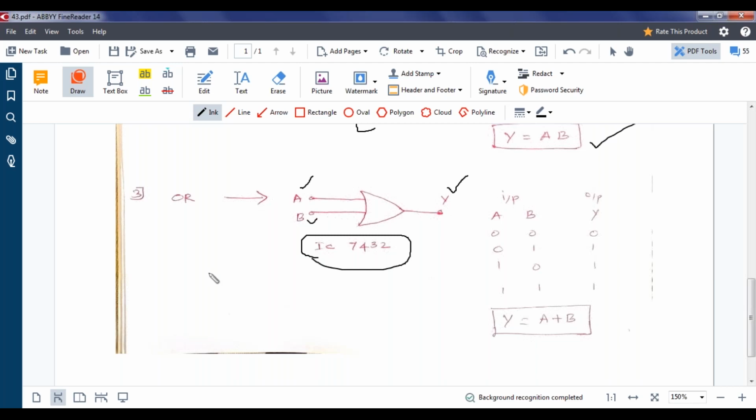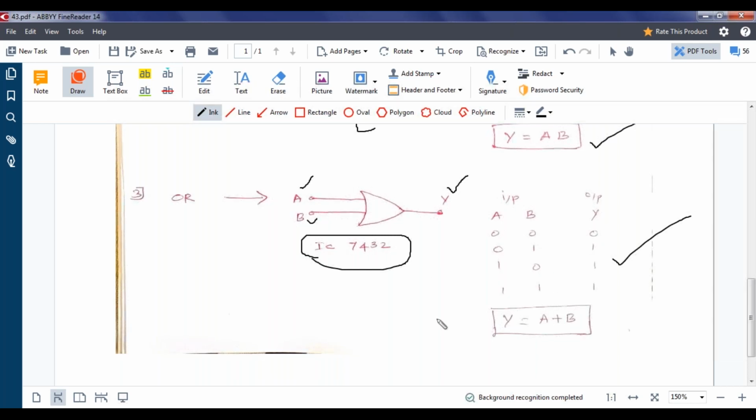So the IC number of the OR gate and the IC number of the AND gate, please keep in mind because it will be asked for 1 mark. And also please note down the truth table. A and B are your inputs and capital Y is your output. 0 0 gives 0, 0 1 gives 1, 1 0 gives 1, 1 1 gives 1.